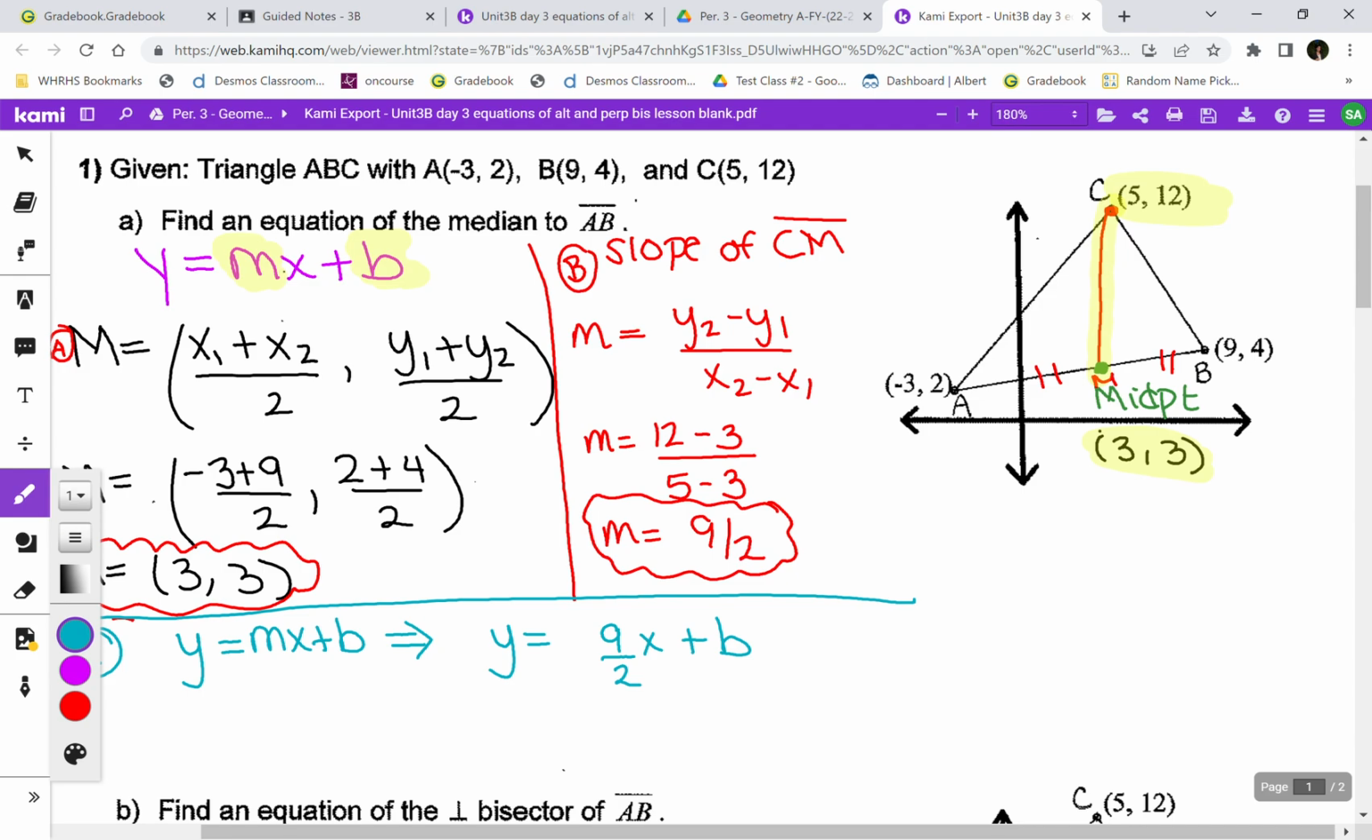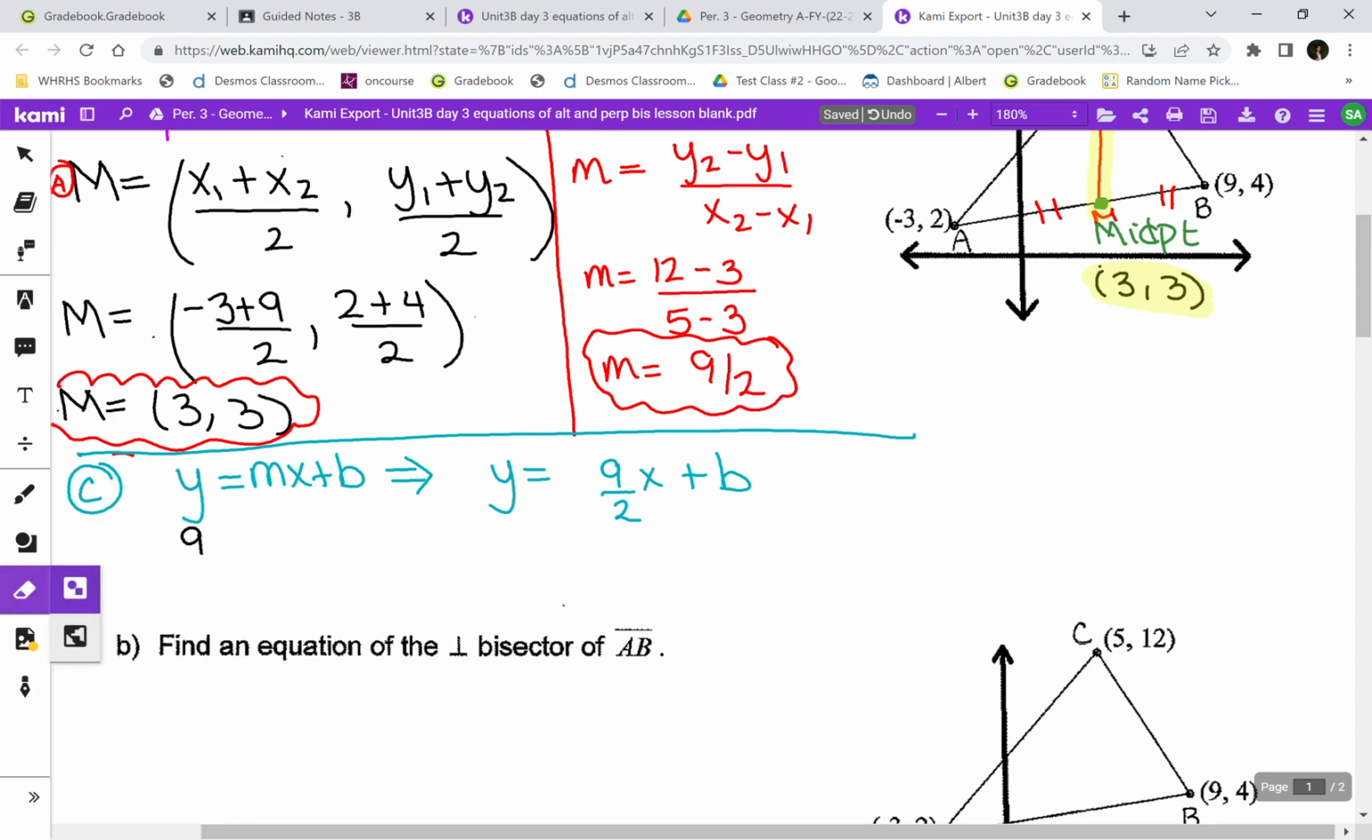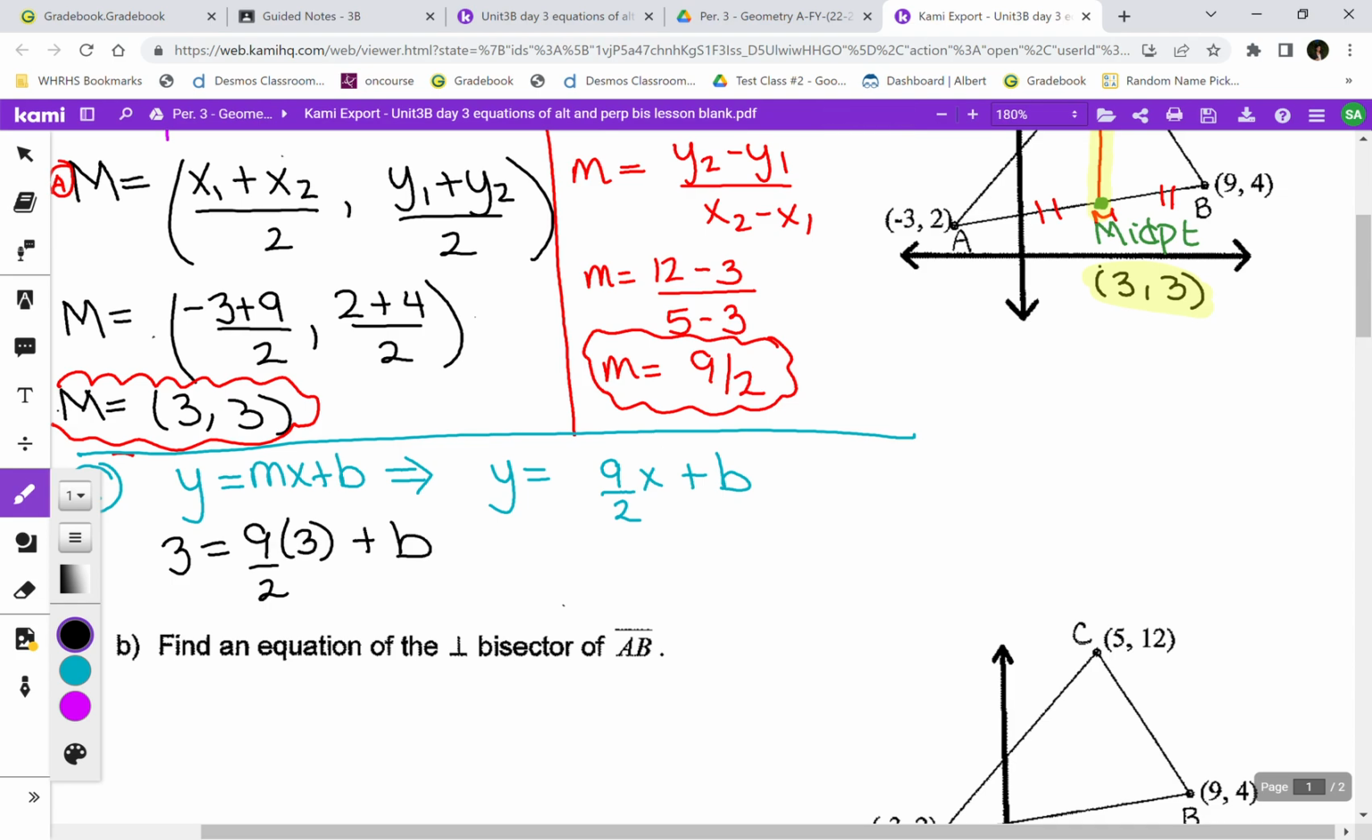Which one do you all want to choose? 3, 3. We're going to take 3, 3. I'm going to plug in for x and y, and then what am I going to do? Solve for b. That's the plan. So I'm going to have, oops, 3 is equal to 9 over 2 times 3 plus b. So what did we do? Substitute in a point from CM for x and y, then solve for b.